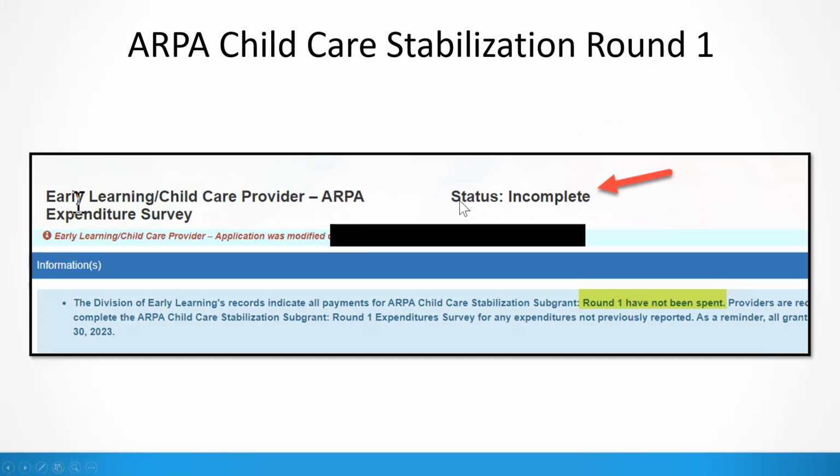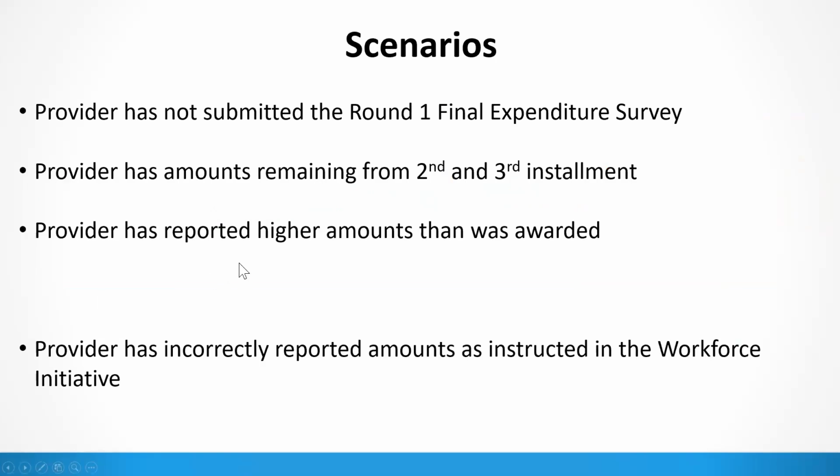The status will indicate if it's in incomplete or submitted status. However, you still have to check the information that is in the box below. In this case, it says round 1 funds have not been spent. There are several reasons why this is happening. You may still have not submitted this expenditure survey. You may still have amounts remaining from the second and third installment, or you may have reported higher amounts than they were awarded to you. In any of these cases, I will show you how to complete it and submit it.